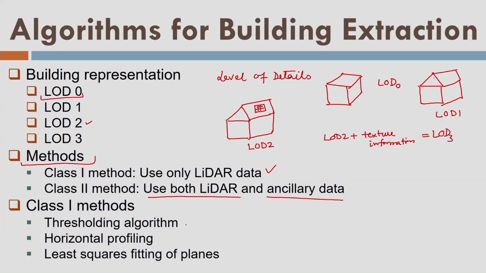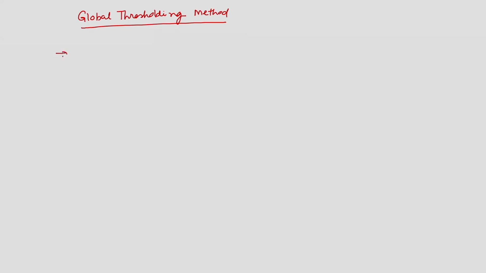In the class 1 algorithms, we are going to consider 3 algorithms: the thresholding algorithm, horizontal profiling, and least squares fitting of the planes. So, let us consider each one by one. Again, the global thresholding algorithm. First, draw a plane at z equal to h, this threshold.